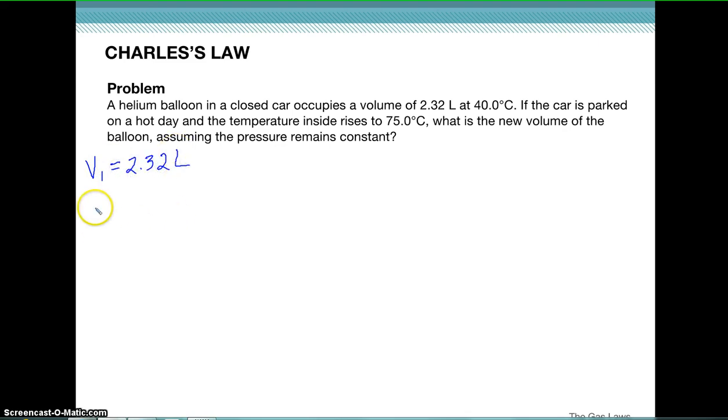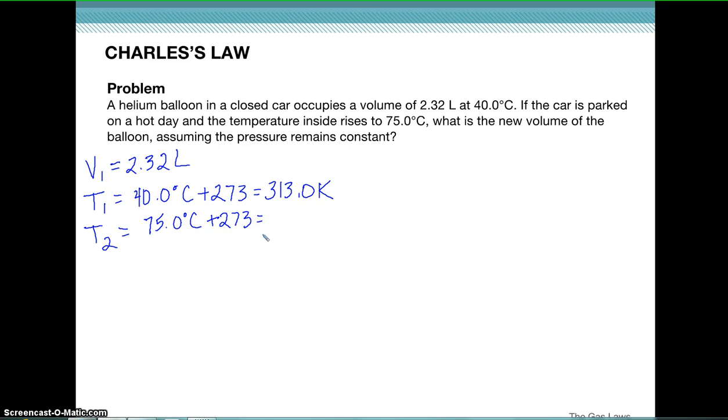2.32 liters, and then T1 equals 40 degrees Celsius, which we need to convert to Kelvin. So we're going to add 273, which is going to give us 313.0 Kelvin, just capital K Kelvin. All right, and then it says the temperature inside rises, so that means our T2 is 75.0 degrees Celsius. Again, add 273. So our T2 in Kelvin is 348.0 Kelvin.